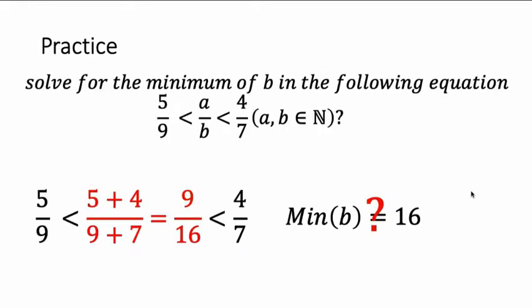After this lemma, we can now look back at our practice problem. Notice that 9 times 4 minus 7 times 5 equals 1. This means that our minimum of b is really 16.